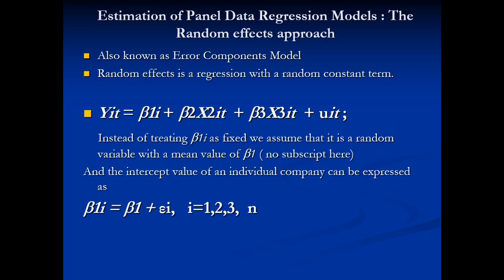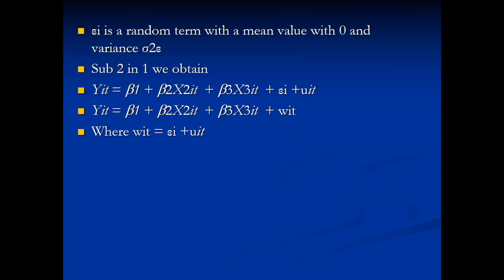You had the example of 4 companies, where the average of the intercepts of the 4 companies is given as beta 1, and for the individual companies, for example General Motors, you will write beta 1 plus epsilon 1. Epsilon 1 is the difference from the mean value for General Motors. If it is Westinghouse, you will write beta 1 plus epsilon 2. That is why I have written that the intercept value of an individual company can be expressed as beta 1i is equal to beta 1 plus epsilon i, where i is equal to 1, 2, 3 up to n. And epsilon i is a random term with mean value 0 and variance sigma squared epsilon.